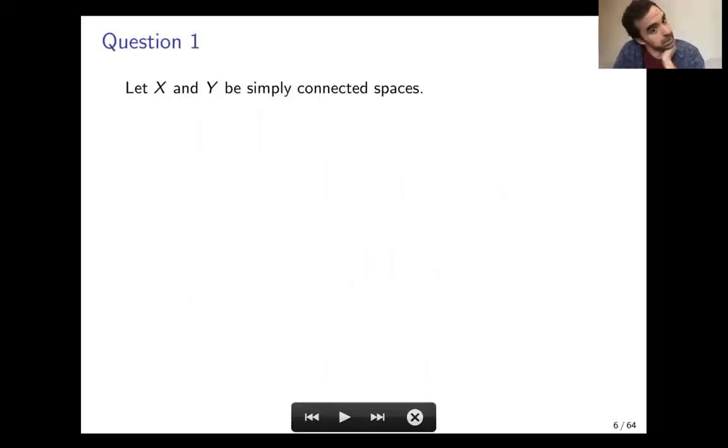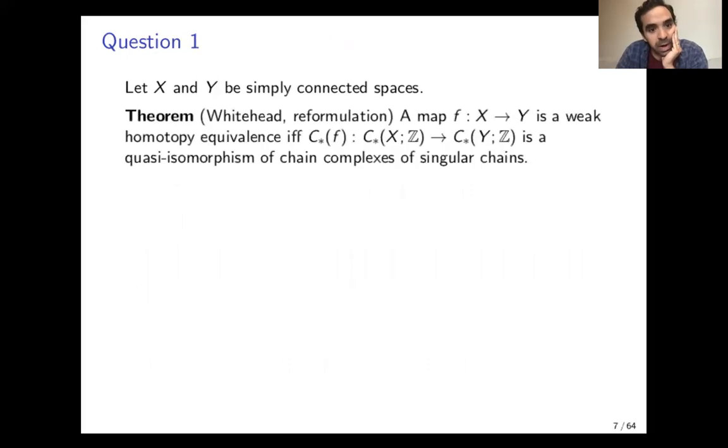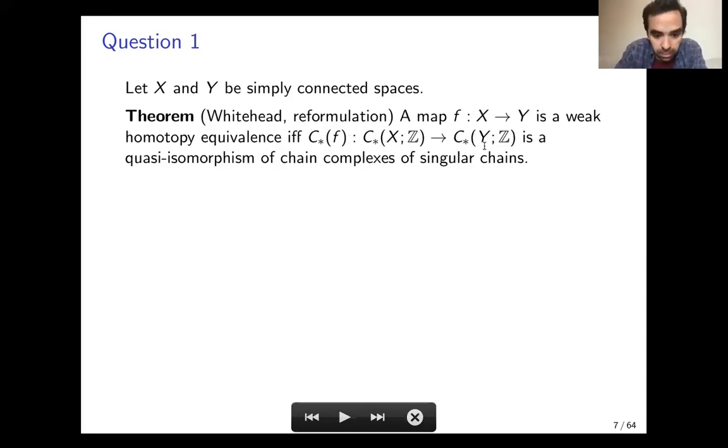So let me pose two questions. The first one is the following. Let X and Y be two simply connected spaces, and I will reformulate Whitehead's theorem slightly in the following form, which will be a little bit better for my purposes. A map between simply connected spaces is a weak homotopy equivalence if and only if the induced map at the level of singular chains is a quasi-isomorphism of chain complexes. I can reformulate Whitehead in this form because I have a map between spaces. By naturality, that induces a map at the level of chains, right? So saying that the induced map is a homology isomorphism is the same as saying that the induced map at the level of chains is a quasi-isomorphism, okay?